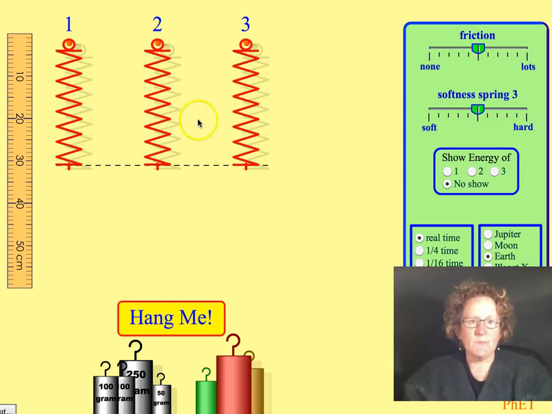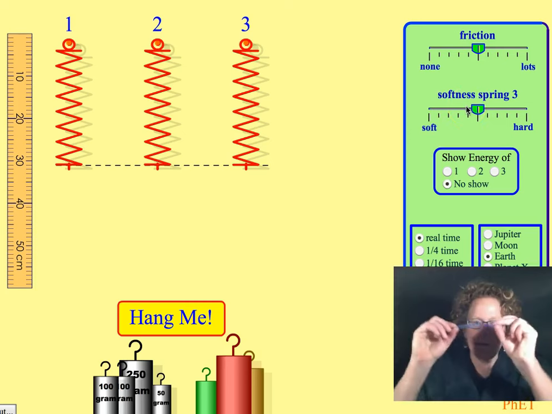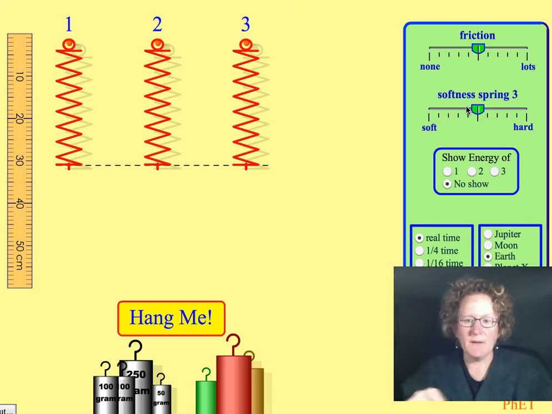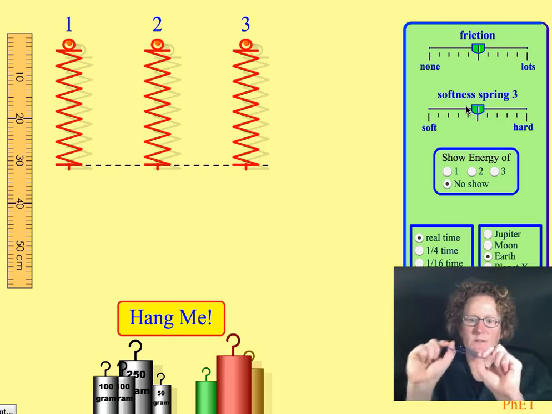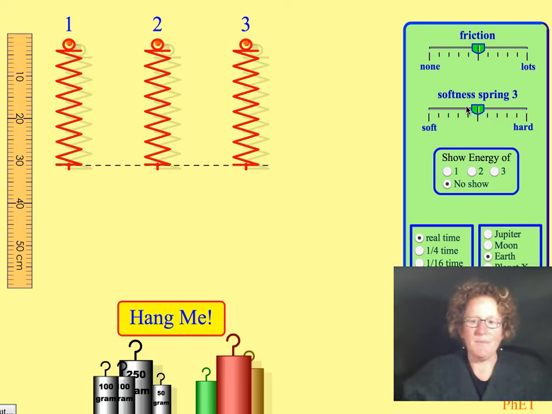There are 3 springs here. One of them you can adjust the spring constant on, the softness or hardness, or how hard you have to pull on the spring to deform it. In rubber bands, it would be like the skinny rubber band versus a big thick rubber band like you have on broccoli. That would be the difference in elastic potential of the spring. And you can do that here.